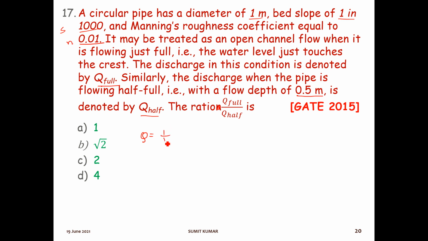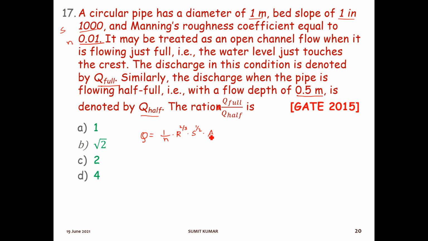Q equals 1 by n into R to the power 2 by 3 into S to the power 1 by 2 into A. Correct. So here n is given as 0.01. R is what? Hydraulic mean depth. Correct. S is also given, 1 in 1000. And A. Okay, A is what?